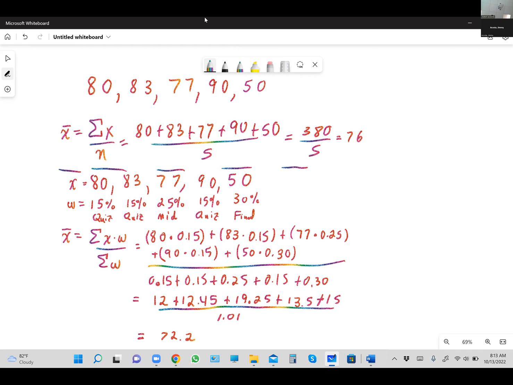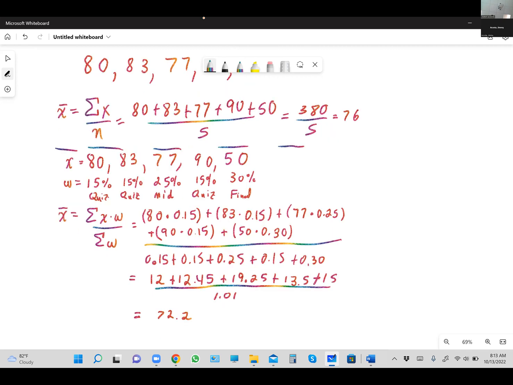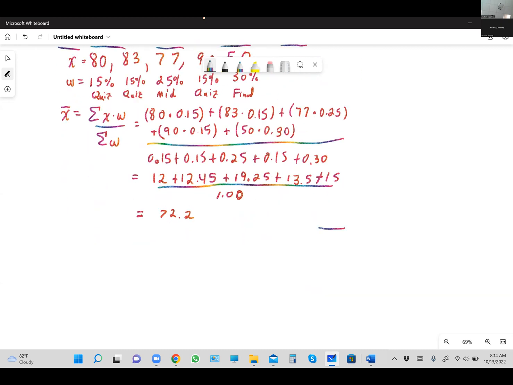I don't know why I wrote 1.01 there. It's one, I probably meant 1.00, but it didn't finish writing. Yeah, don't do 1.01. That would be wrong. All right, so now let's try something else.